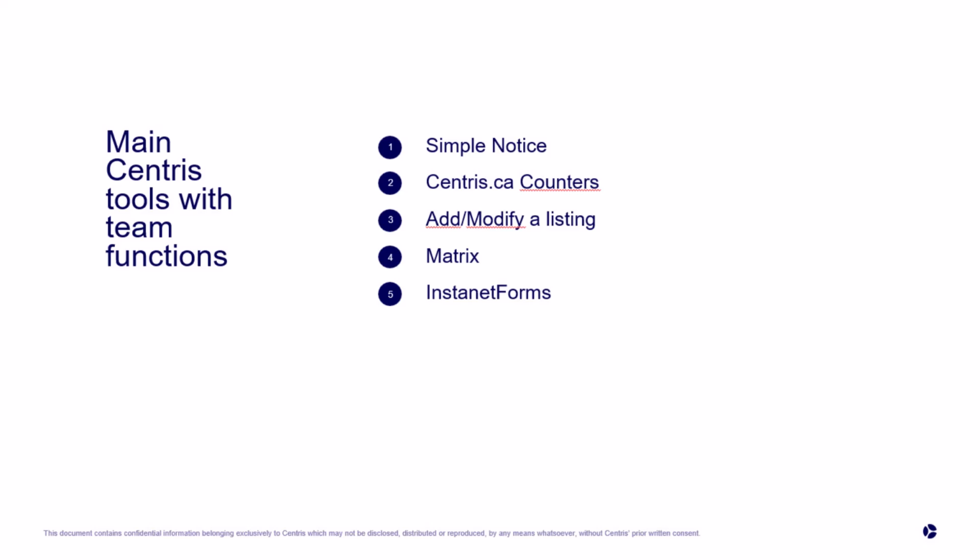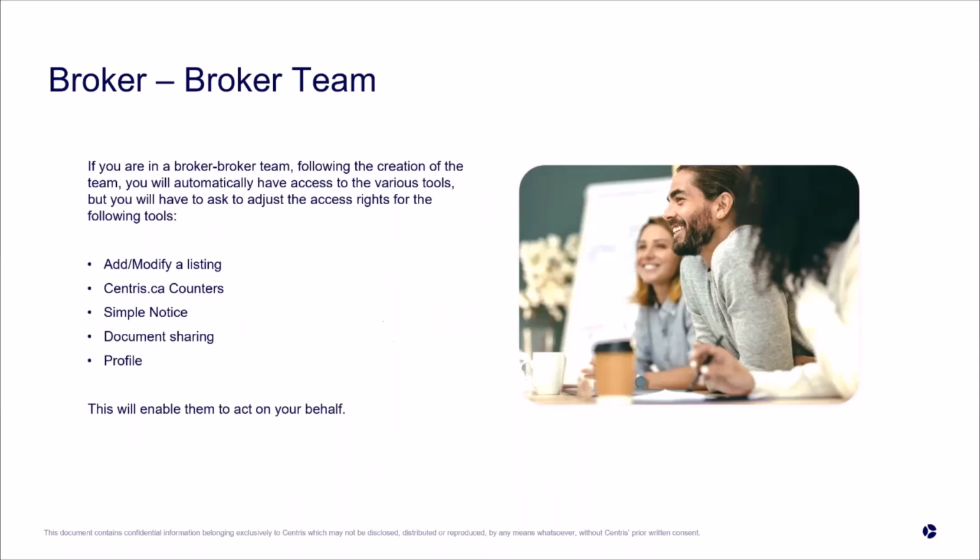Today we're going to be talking about the main tools in Centris. We're going to be covering Simple Notice, Centris.ca counters, how to add and modify a listing, Matrix, and estimate forms. We're going to go through each one of those tools and explain the different settings you could use if you use it as a team. I'm going to explain in detail some of the things that you could use when using those tools.